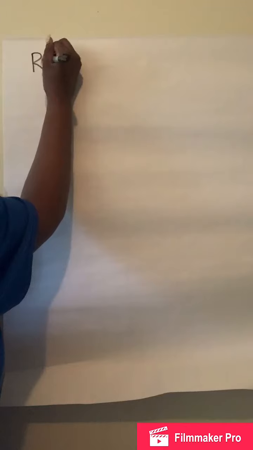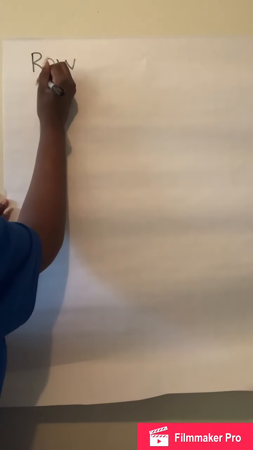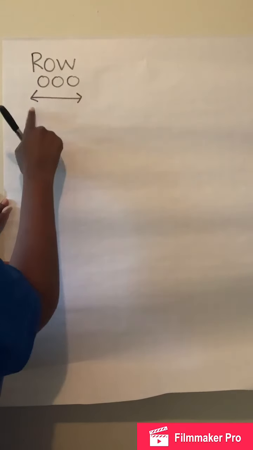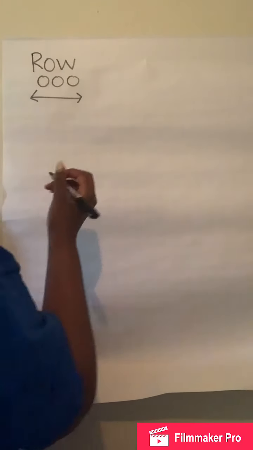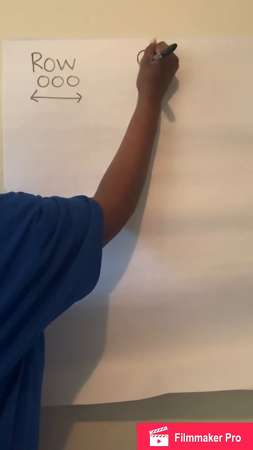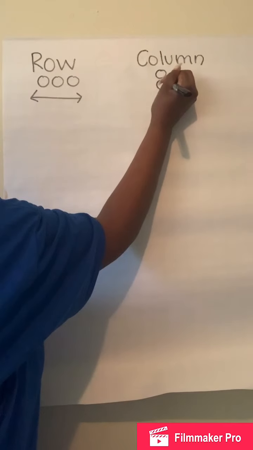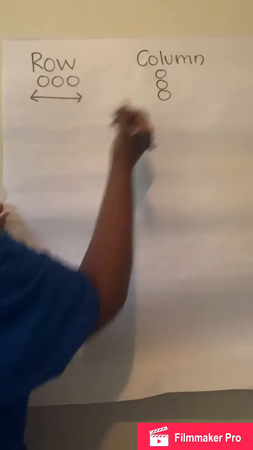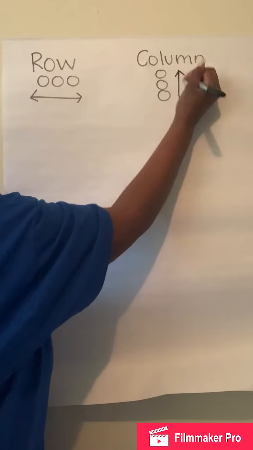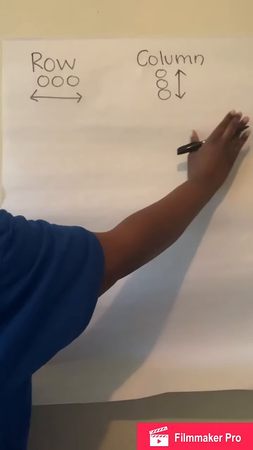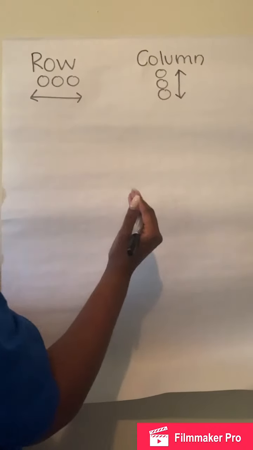Okay, so let's talk about rows and columns. A row is going horizontal, from left to right, right to left. It's going across. When we talk about a column, we're talking about vertical, meaning that it's going up and down, from top to bottom, bottom to top. So rows are horizontal, columns are vertical.